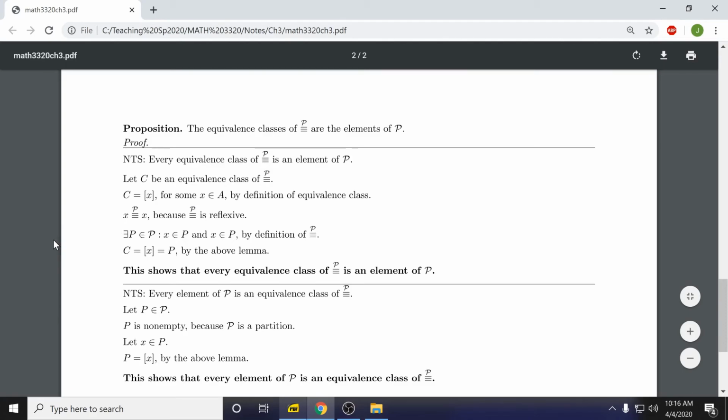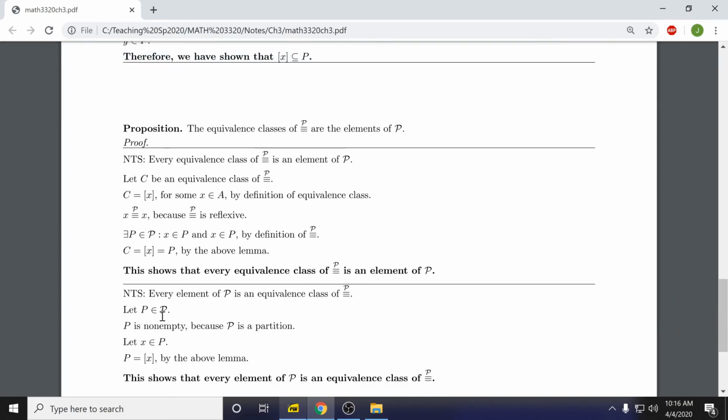Let's go ahead and do the other direction now. So now we'll go the other way. We need to show that every element of the partition is an equivalence class. So let's go ahead and let P be an element of the partition. Well, one property a partition has is everything inside of it is a non-empty set, right? So we know that as soon as P is in this partition, it has to be a non-empty set. Well, that means there's something in there. That means X is in there for some element X.